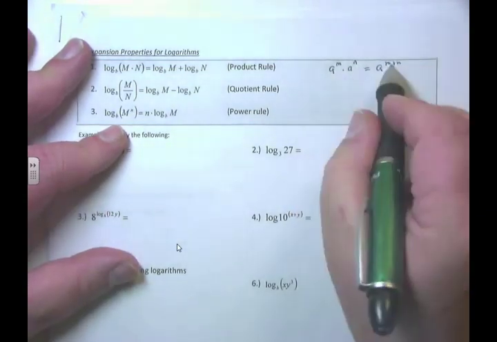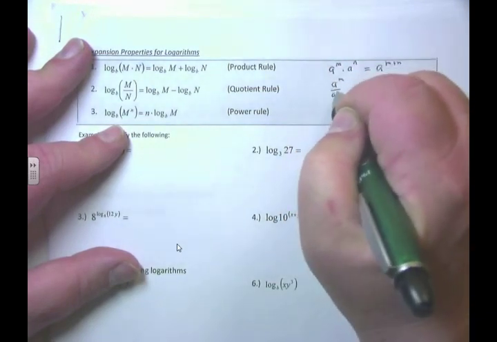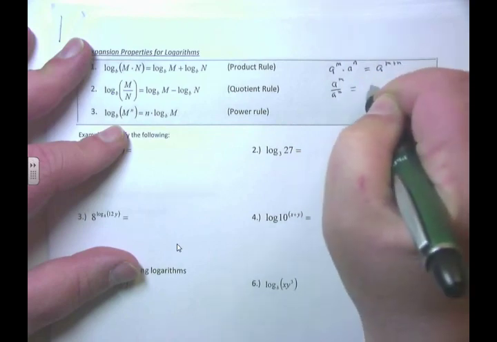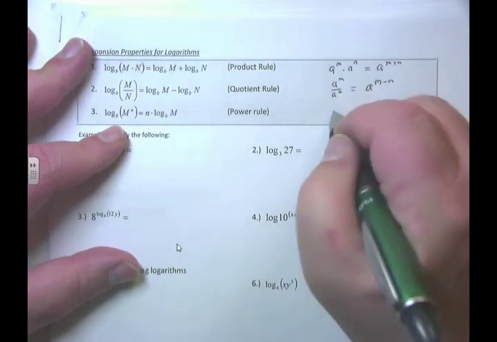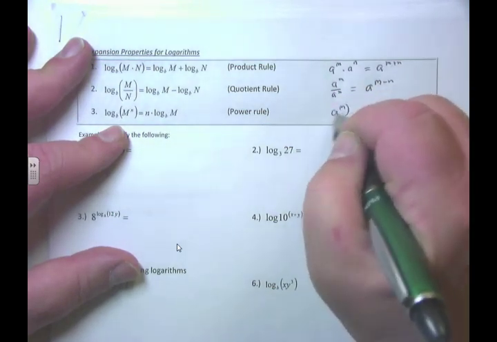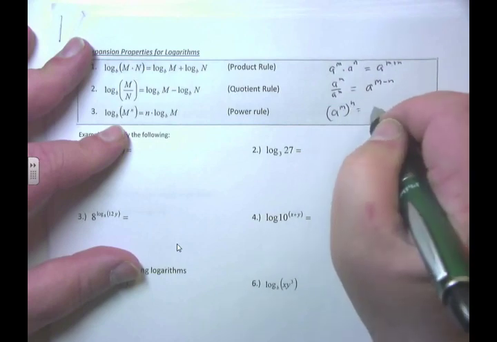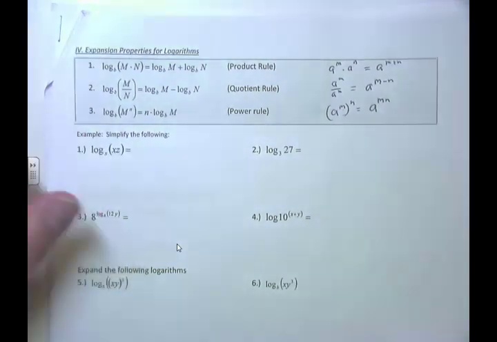Multiplication with like bases turns into addition. Let's talk about division. A to the m divided by a to the n. As long as the bases are alike, division, what do you do with the exponents? Subtract. Top minus bottom, m minus n. And the third one was a to the m raised to the n. A power raised to another power, what do I get to do with the powers? Multiply. A to the m times n.